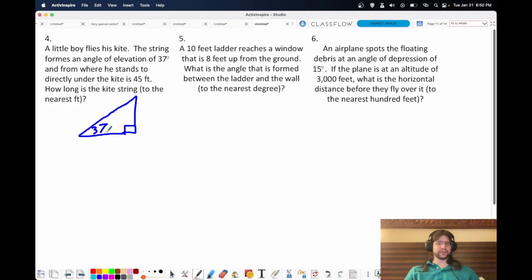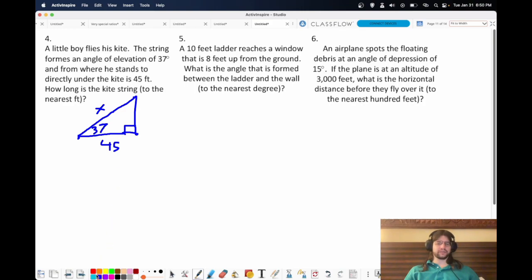From where he stands to directly under the kite is 45 feet. So he's standing here. The kite's over here. And this says under the kite. That's down here. This is 45. That's the distance from the toes to underneath the kite. How long is the kite string to the nearest foot? So let's see. Is this the kite string going straight up into the air? No. This is it right here.